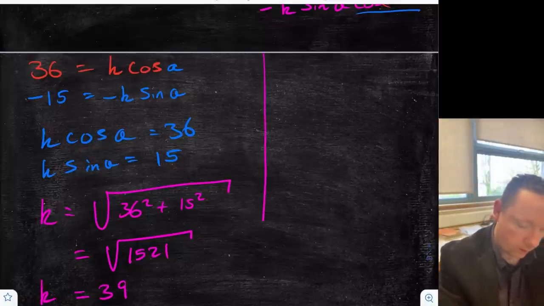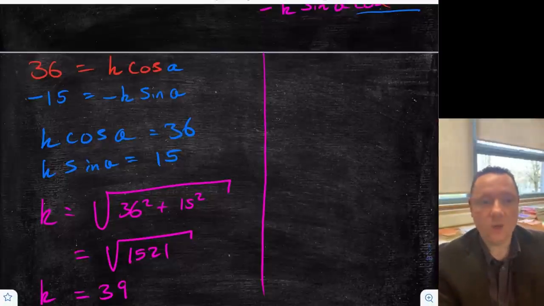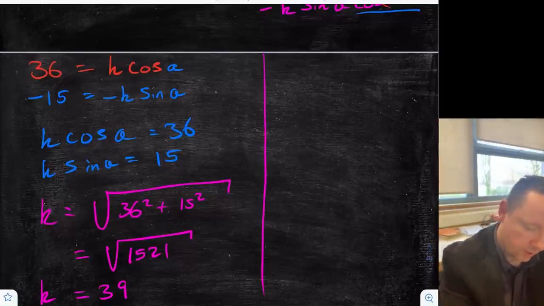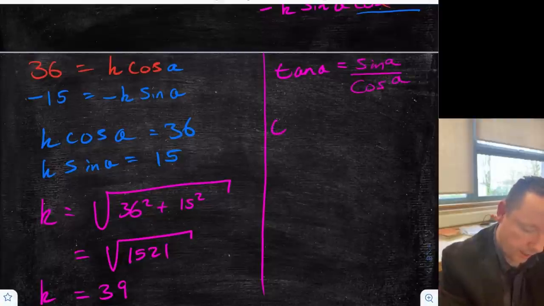And also we can work out our a, because sine divided by cos is tan. So since tan a is sine a over cos a, I can write tan a is equal to 15 over 36.